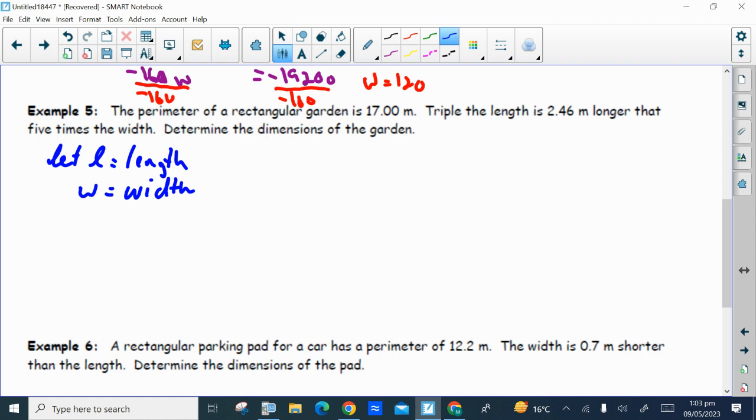Our first equation will be the perimeter, the distance all the way around. A rectangle has 2 lengths and 2 widths. So 2 lengths plus 2 widths is the total perimeter, which we're told is 17 meters. There's our first equation.